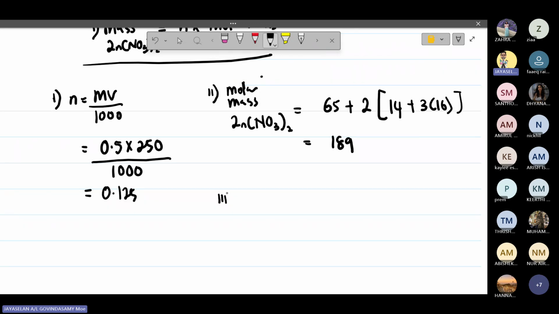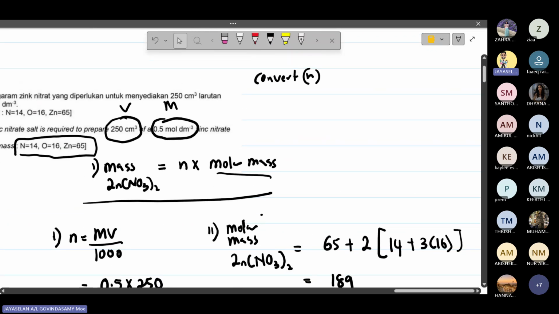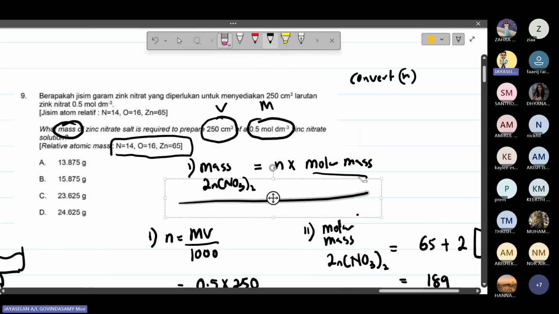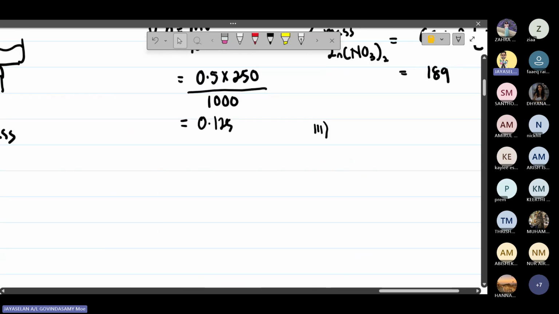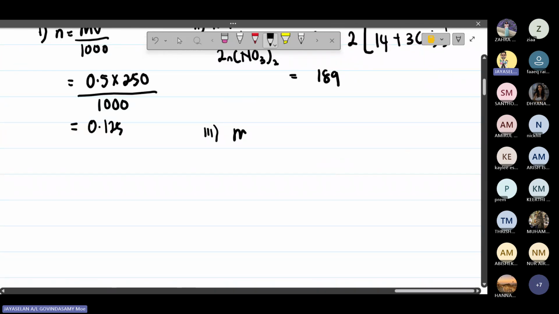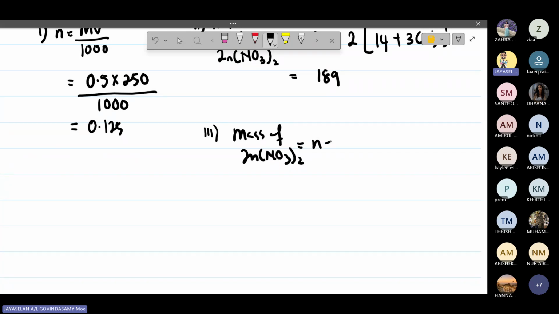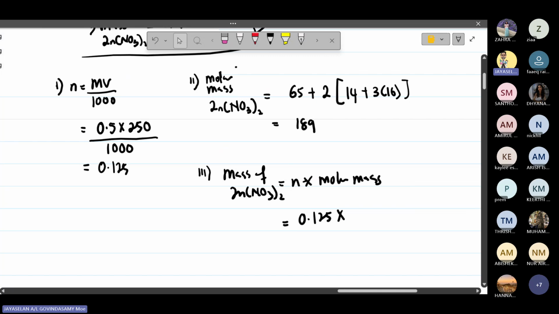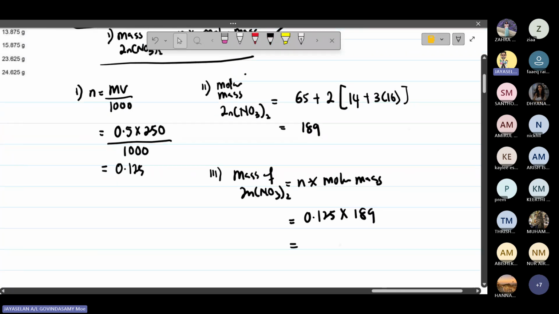Okay, your third step, what do they ask? What they ask you to find? They ask you to find the mass, right? Use this one. So how to find the mass? I put here mass of zinc nitrate. Mass of zinc nitrate, you take the number of mole times the molar mass. The number of mole 0.125. The molar mass, what did you get? 189. Calculator, find the answer. So answer?